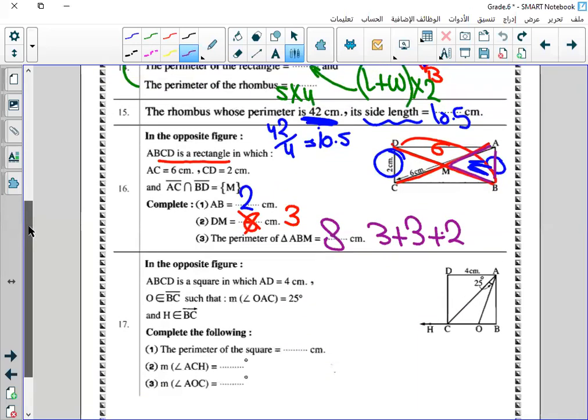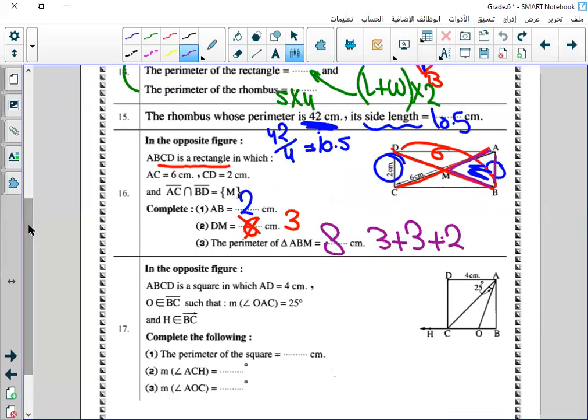The last question. In the opposite figure, ABCD is a square in which AD equals 4 centimeters, O belongs to BC such that the measure of angle AOC equals 25, and H belongs to BC. Complete the following. The first one, the perimeter of the square: 4 times 4 equals 16 centimeters.